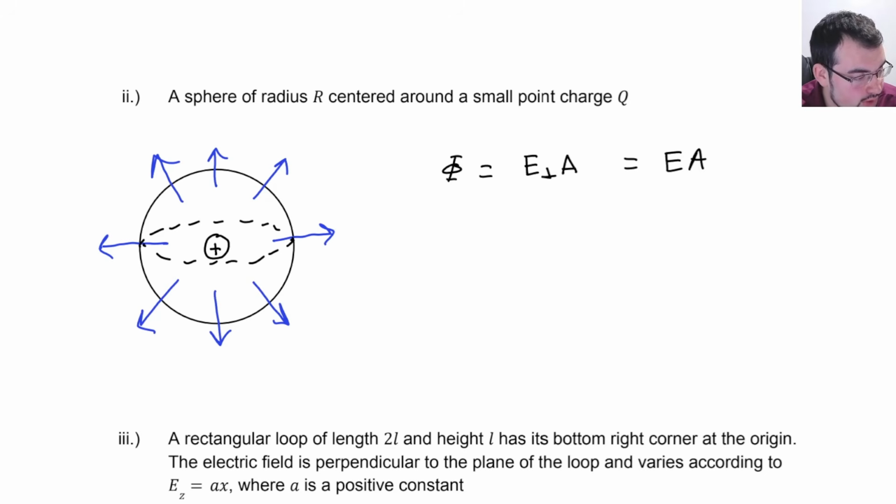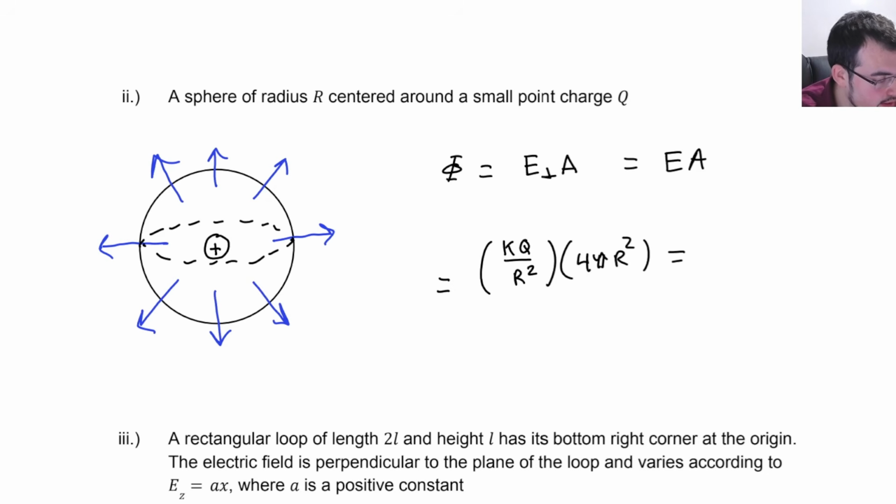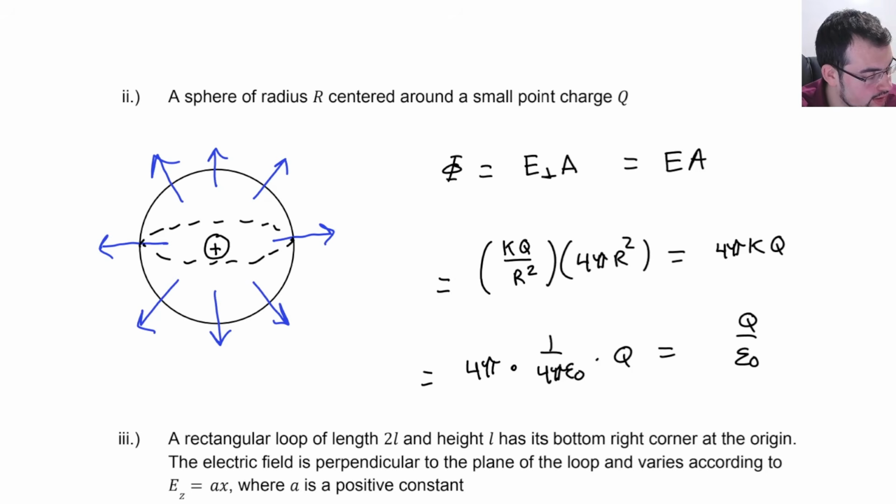And then what is E? Well, this is from a point charge. So E from a point charge is kQ over r squared, and the area of a sphere is 4 pi r squared. So we get 4 pi kQ. And actually, you get a much more familiar answer if we replace k with 1 over 4 pi epsilon naught. And we see we get Q divided by epsilon naught, which is Gauss's law, which says for any closed surface, this should be the flux through it.